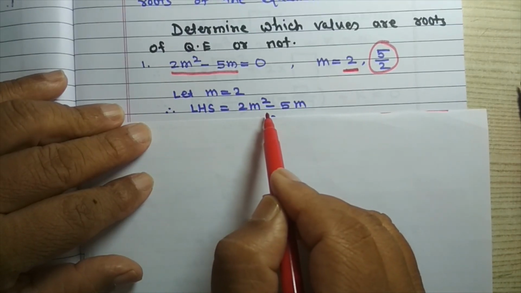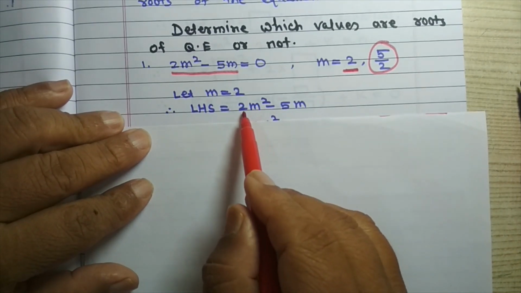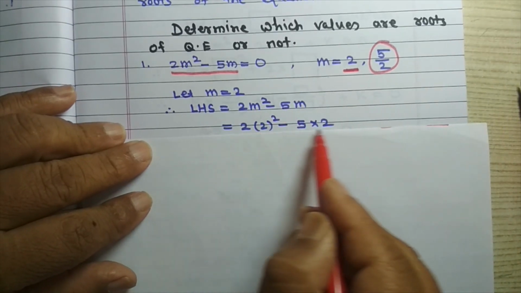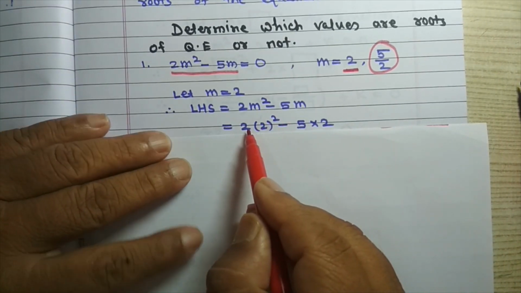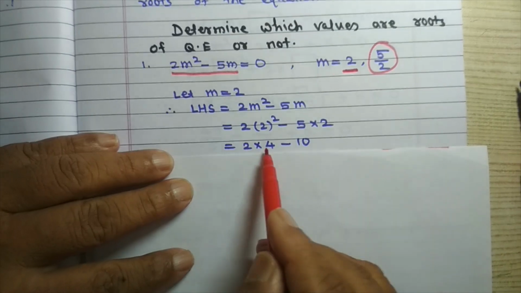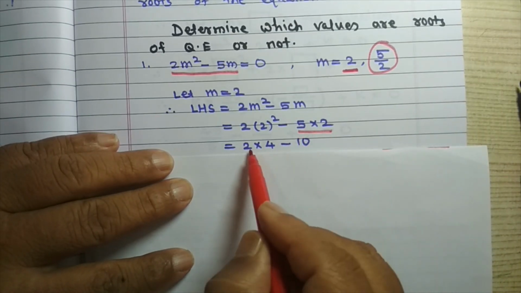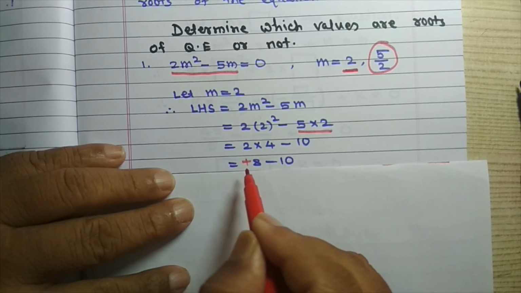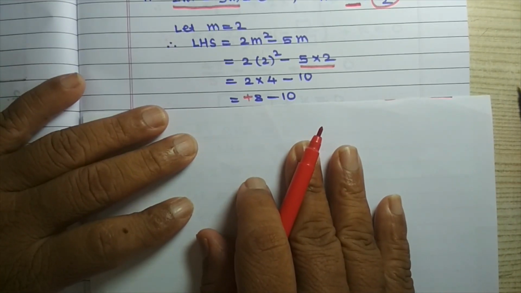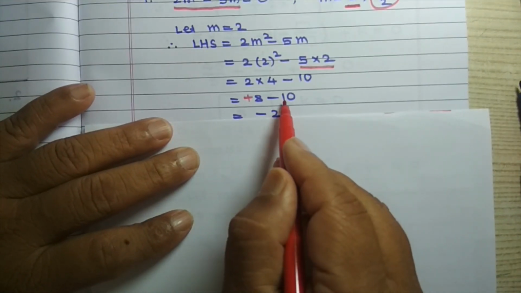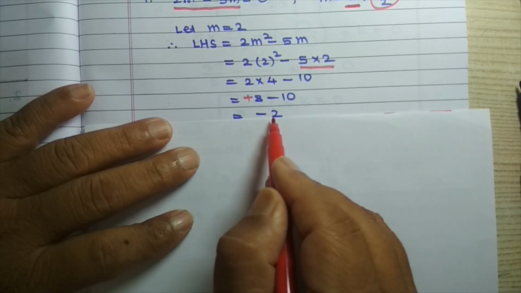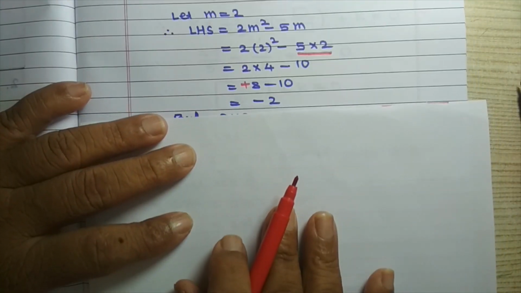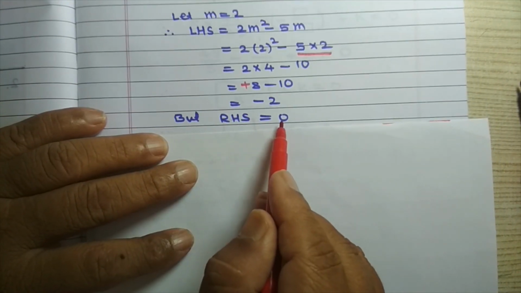In place of m we write 2, then it becomes 2 in bracket 2 square minus 5 into 2. 2 square means 4, 4 into 2 means 8 we got here. Okay, 2 into 4 minus 5 2s are 10. We know that 4 2s are 8, minus 10. Okay, 8 minus 10. Different signs are there, therefore we write the maximum sign, that will be minus, and find the difference between these two, that will be minus 2. But the right side of that equation is 0 here. Therefore, we write but RHS is equal to 0.